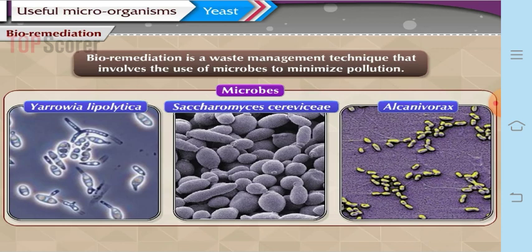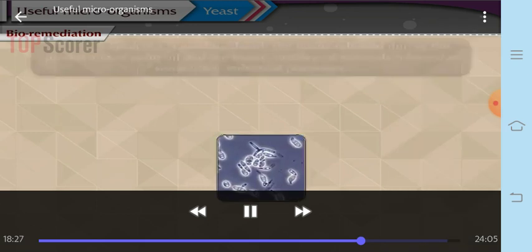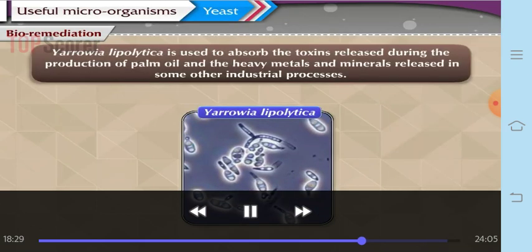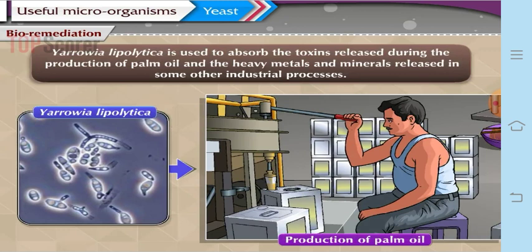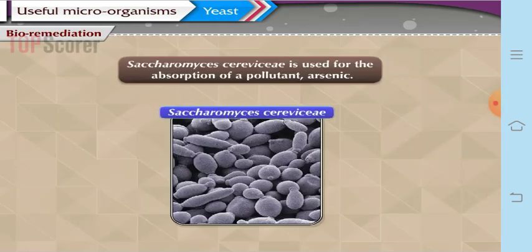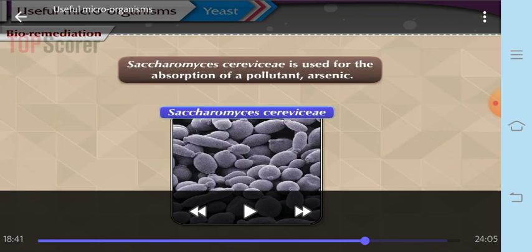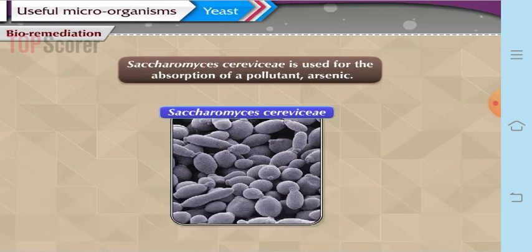Now let us see where Yarrowia lipolytica is used. Yarrowia lipolytica is used to absorb the toxins released during the production of palm oil, and the heavy metals and minerals released in some other industrial processes. So it's a very useful yeast because it removes the toxins which are released due to the formation of palm oil. Second one, Saccharomyces cerevisiae.